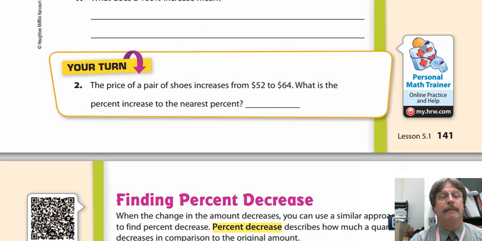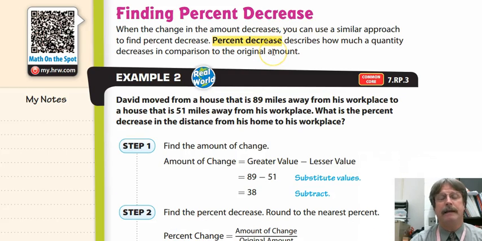I'll highlight some information. The price of a pair of shoes increases from 52 to 64. What's the percent of increase to the nearest percent? Percent decrease is the same thing, except instead of adding, we're going to subtract. We're going to take away from. So we have David moved from a house that is 89 miles away from his workplace to a house that's 51 miles away. What is the percent decrease?